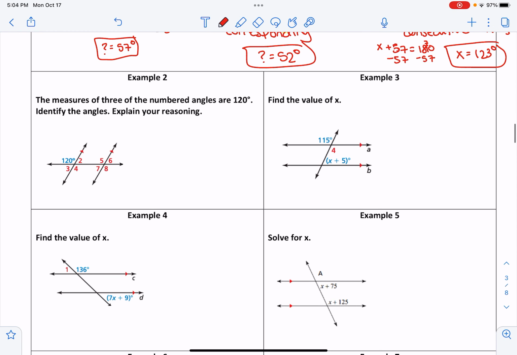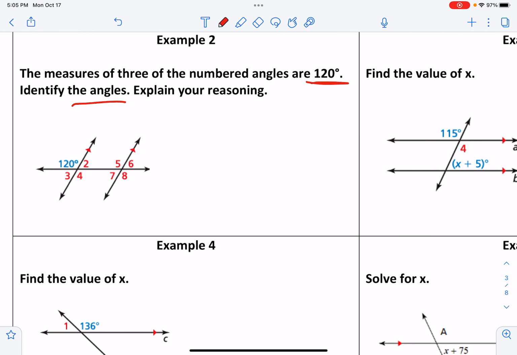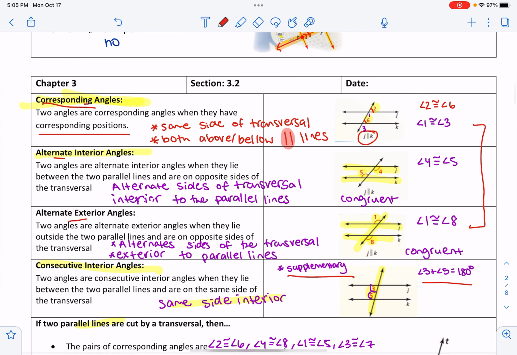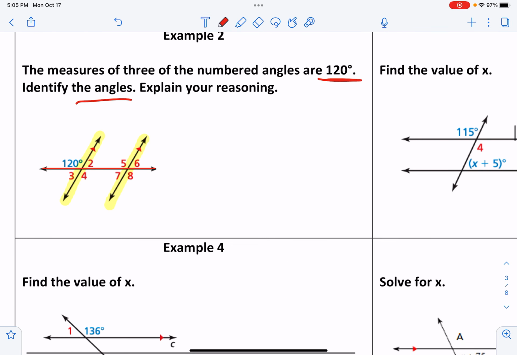All right, so the measure of 3 of the numbered angles is 120 degrees. We're going to identify which of those angles are 120 degrees. So we've got our parallel lines. We've got our transversal. So if we remember back again, anything that's corresponding, alternate interior, or alternate exterior is all congruent. So anything in those locations is going to be 120.